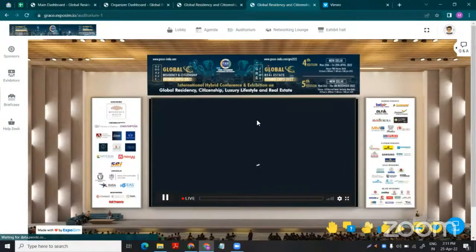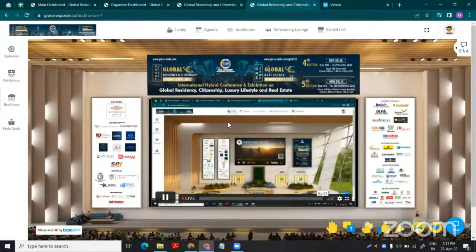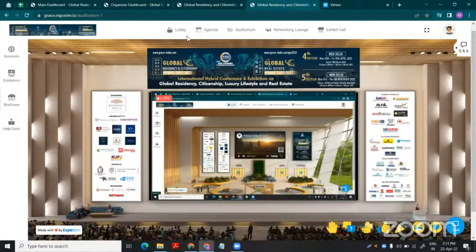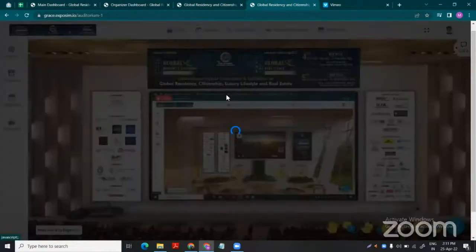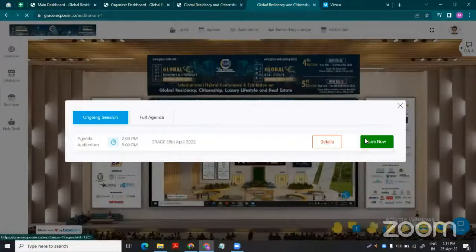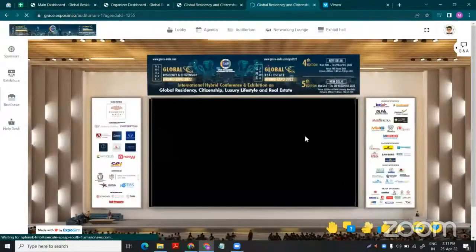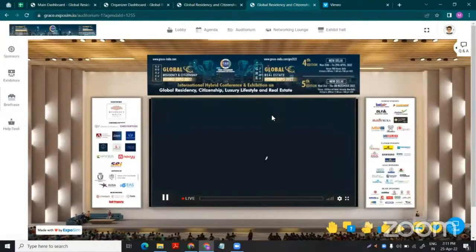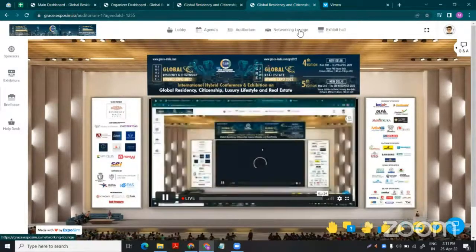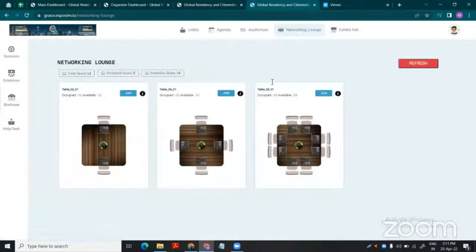So this is the auditorium where you will see the live sessions of the event. As you are seeing this, you can directly visit the auditorium through this agenda and click on live. So you will be directed to the auditorium from here. So next is the networking lounge. The networking lounge allows you to meet the other attendees of the event. You can just click on join and you will be joined to that meeting.